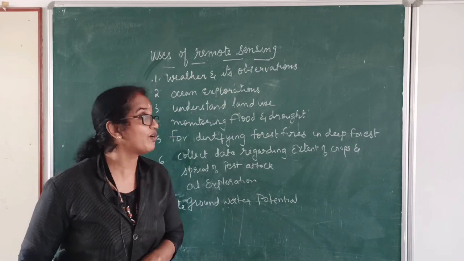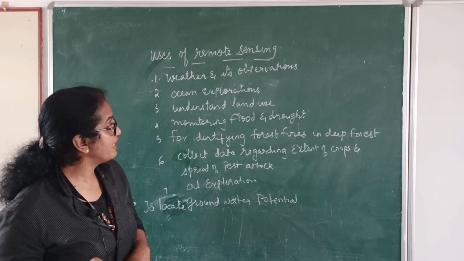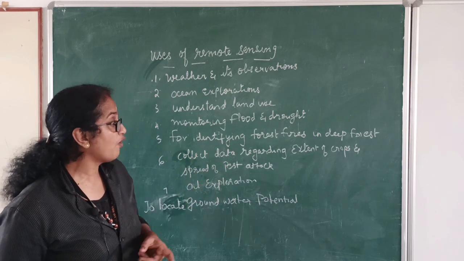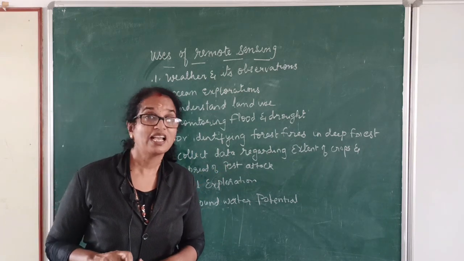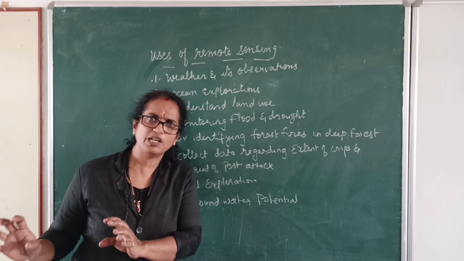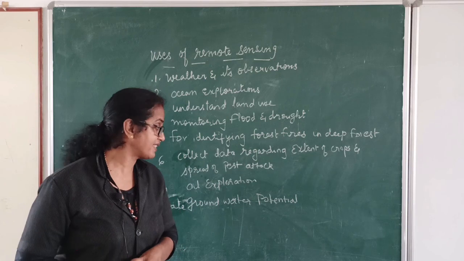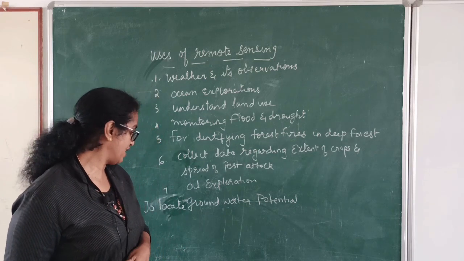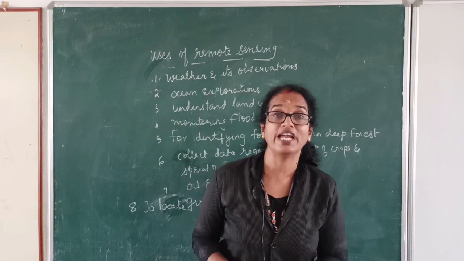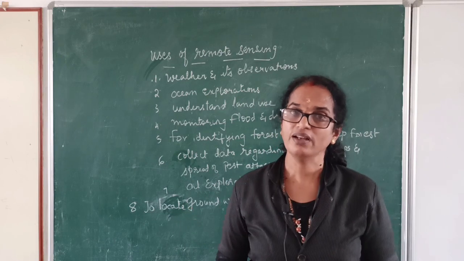So what are the uses of remote sensing? To know about weather, for ocean exploration, to understand land use, for monitoring flood and drought, for identifying forest fire in deep forest, and accordingly they will be in a position to take respective measures. To collect data regarding extent of crops and spread of pest attack, for oil exploration, and to locate groundwater potential. Clear, children? This you can write in your file.